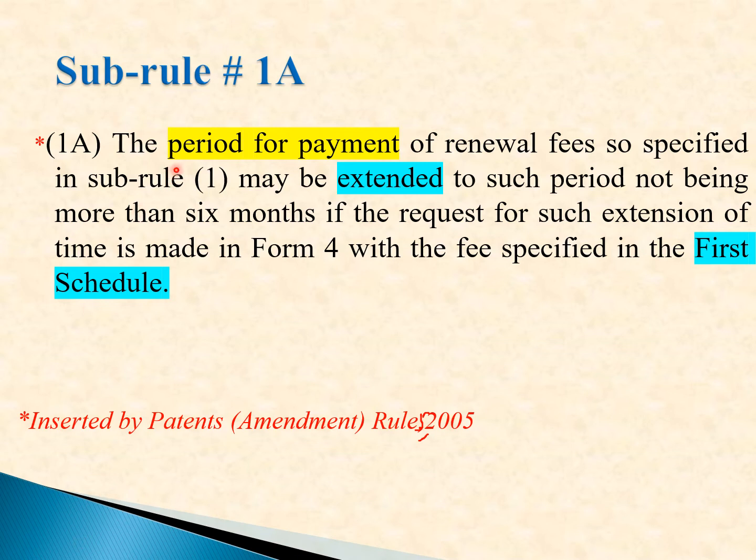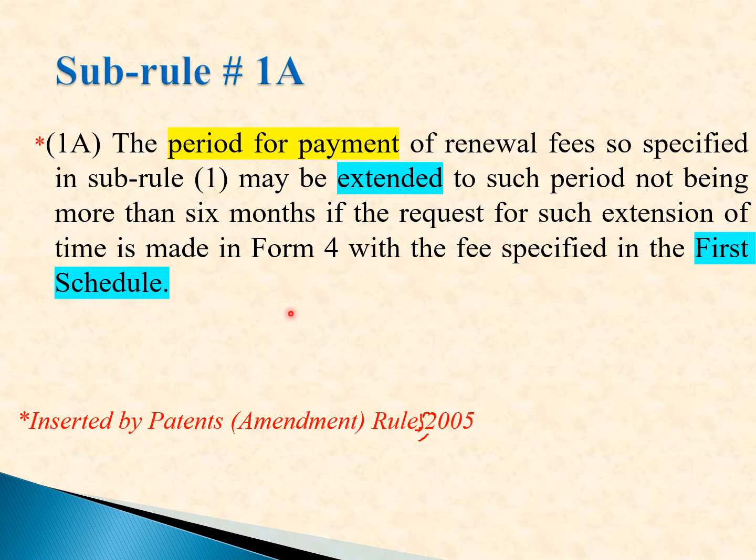So what does it say? It says the period for payment of renewal fees so specified in subrule 1 may be extended to such period not being more than 6 months if the request for such extension of time is made in form 4 with the fee specified in the first schedule.